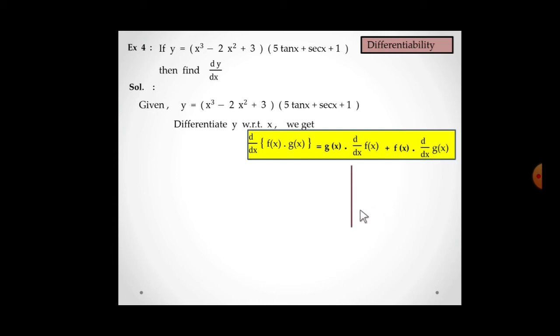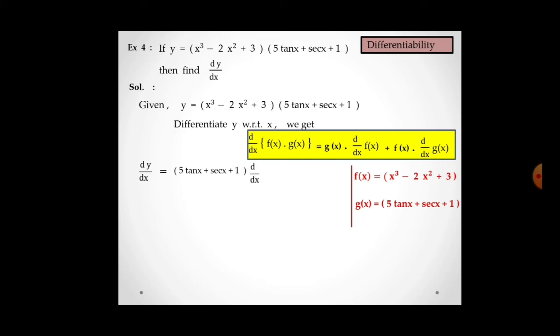Okay, now here I select one function as f of x, that is x cube minus 2x square plus 3, and the second one I select as g, that is 5 tan x plus secant x plus 1. Now I follow this formula. dy by dx is given by the g function as it is, that is 5 tan x plus secant x plus 1. Put the bracket for that.